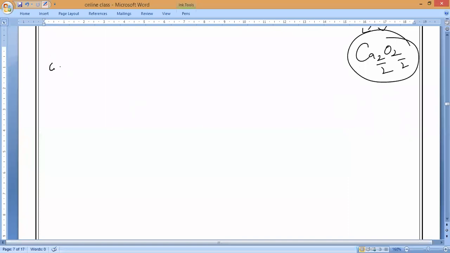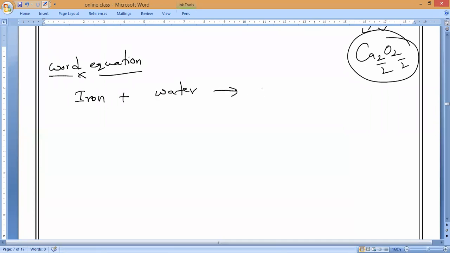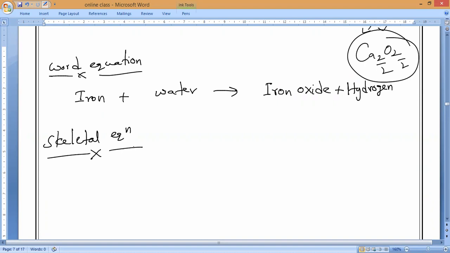Is it okay, guys? So, word equation, tell me. Iron or ferrous reacting with water will give you what? Iron oxide plus hydrogen gas. Yes. Now, skeletal equation. Anybody? Iron symbol is Fe, plus H2O, water, giving iron oxide. You can say it actually.